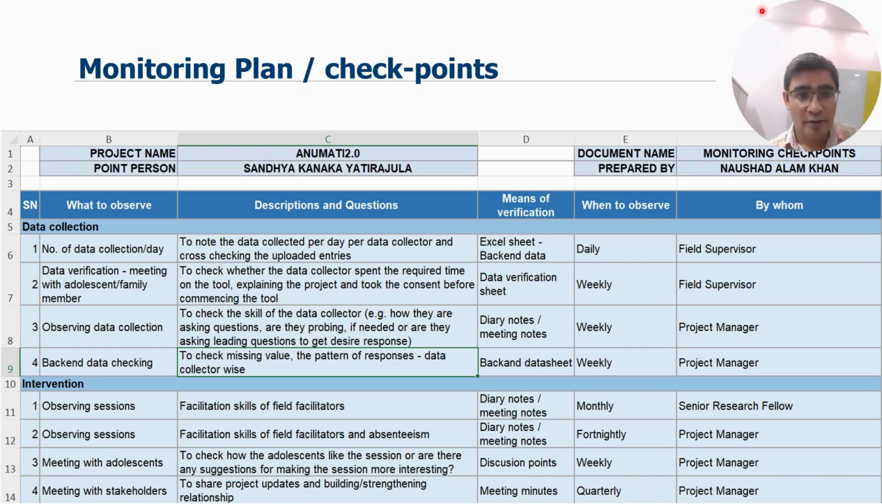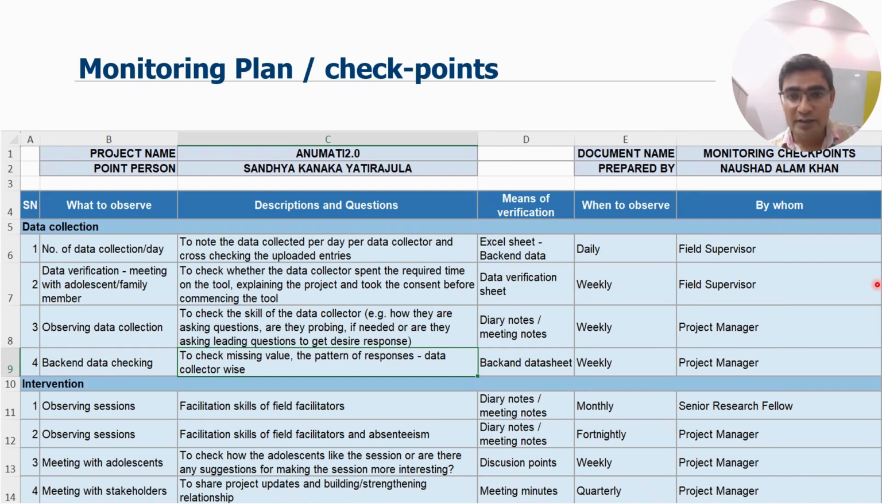The third is, when should we monitor? The frequency varies depending on activities. Some tasks are monitored daily, some weekly, some fortnightly, and some monthly. Like data collection volume could be on a daily basis. And the fourth question is, who is responsible for monitoring that particular task? So specific team members are assigned to it in the last column.